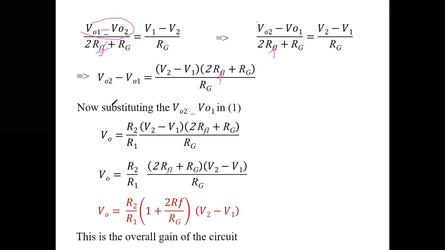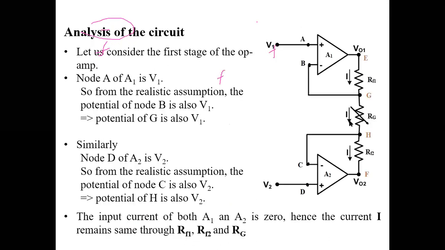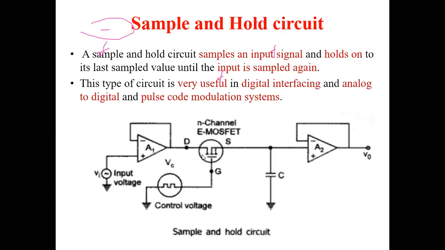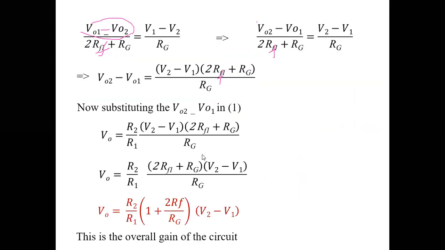Now substituting that V02 minus V01 in equation 1. So this is equation 1. Substitute the value of V02 minus V01, and simplifying, we get V0 is equal to R2 by R1 into 1 plus 2RF by RG into V2 minus V1. All these are RF only. So this is the overall gain of the op amp.